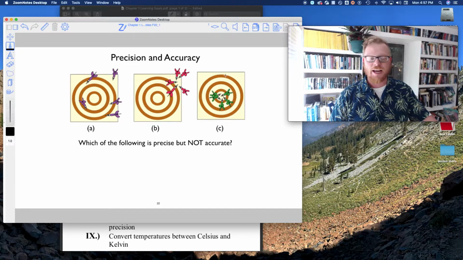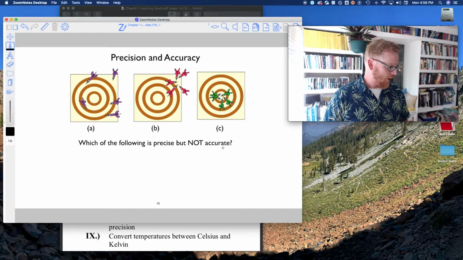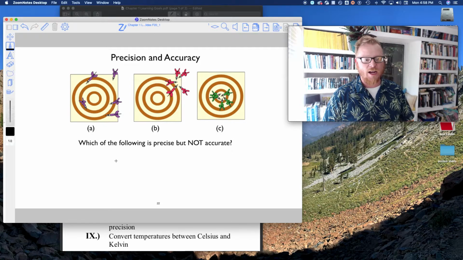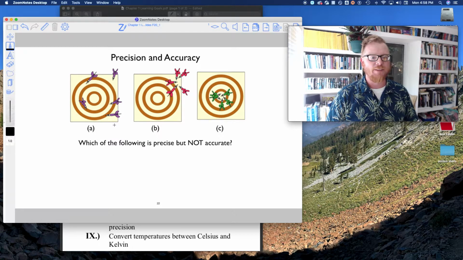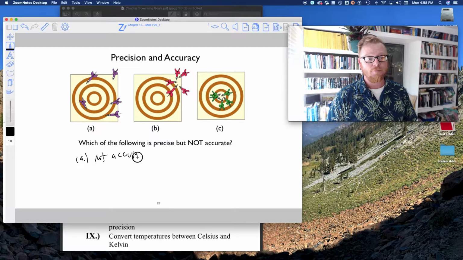So precision versus accuracy. Okay? And again, instead of giving you a definition, let's learn by example. Which of the following is precise but not accurate? Well, we can talk about all of that for all of them. So A, you can see maybe this looks like how I would play darts after a couple of beers. So A is not accurate at all because we didn't hit the bullseye.